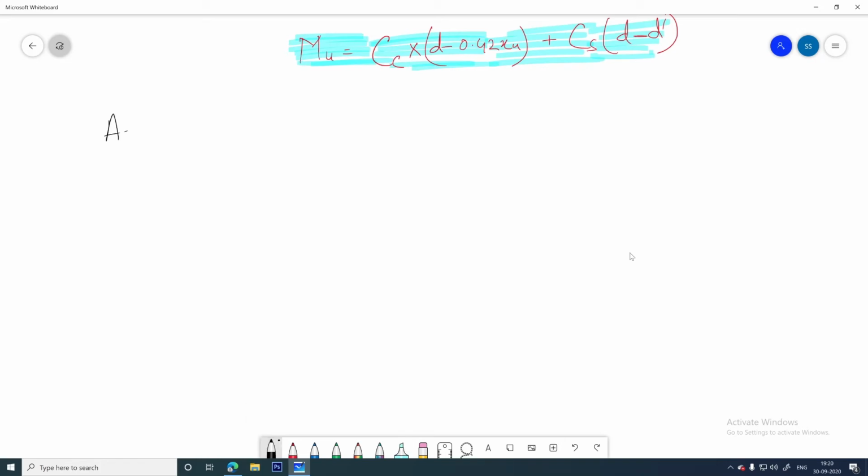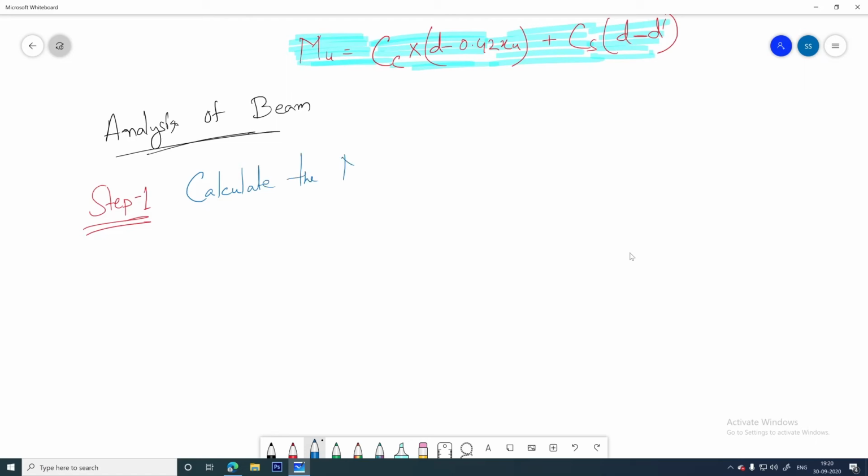So the analysis of beam. Step 1. In step 1 what we need to do, calculate the Mu1 for concrete failure, for concrete failure as a singly reinforced beam.